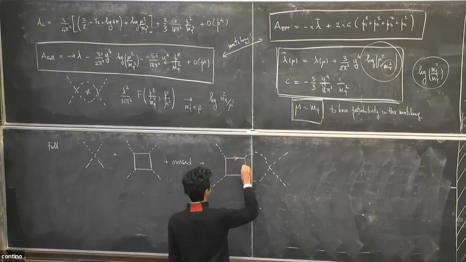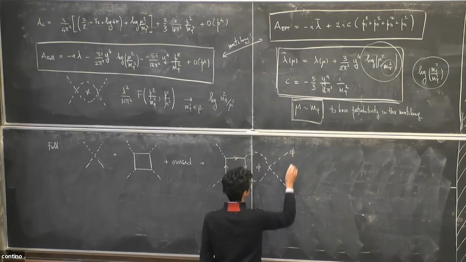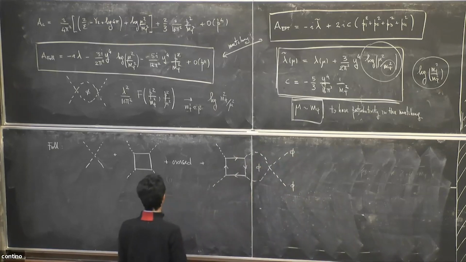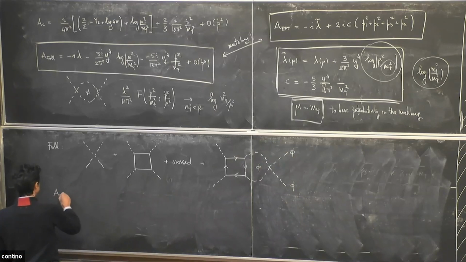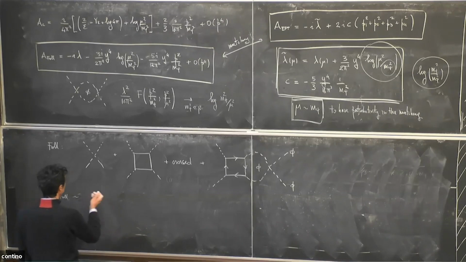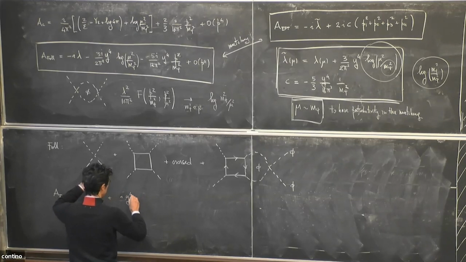Okay, so this is the fermion, and this is the loop of scalars. Now, the amplitude in the full theory at this point, how will it go? Well, there will be the usual term at tree level, and there will be the usual term at one loop.